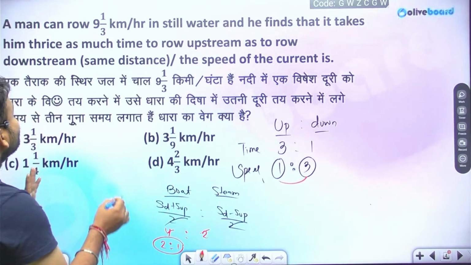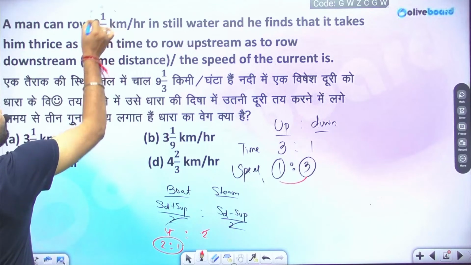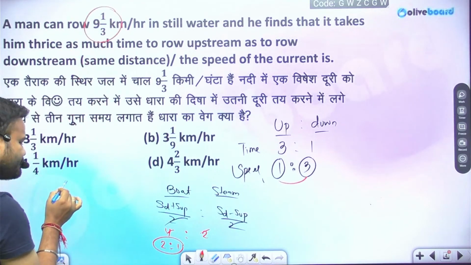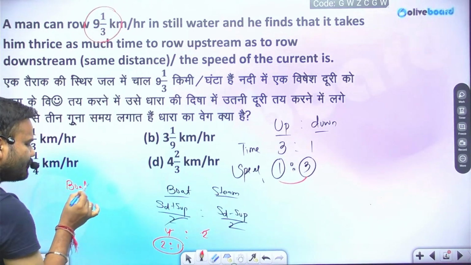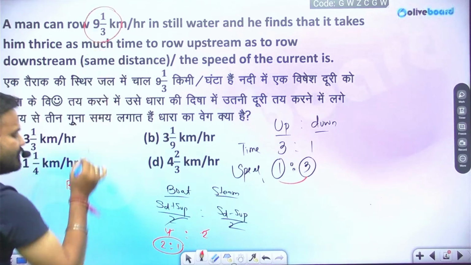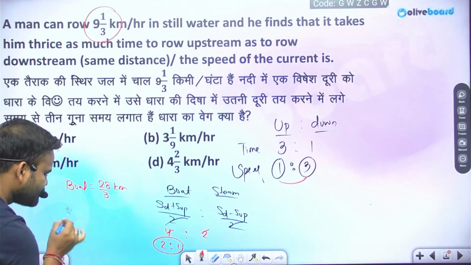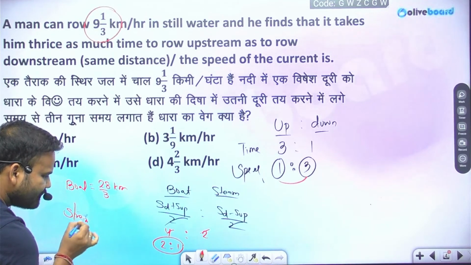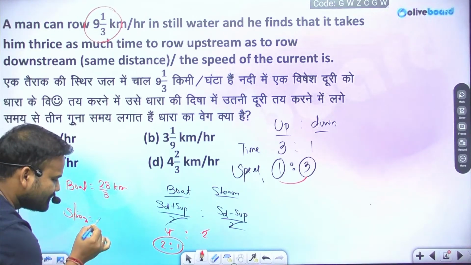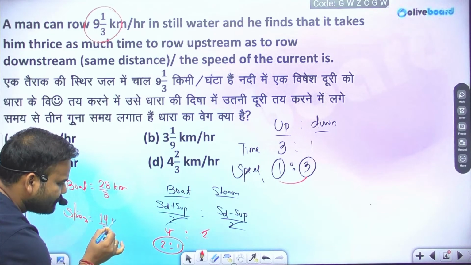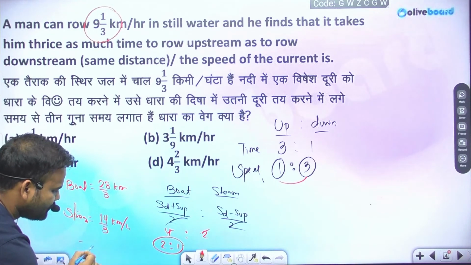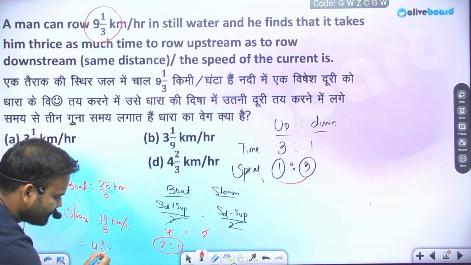Now what is given? The man can row. The speed of boat is given. What is the speed of boat? The speed of boat is 9 times 3 is 27 plus 1, 28 by 3. So what would be the speed of stream? The speed of stream will be half of it. So that is 14 by 3. So 14 by 3 is what the answer is. And 14 by 3 is what? 4 2/3 kilometer per hour.